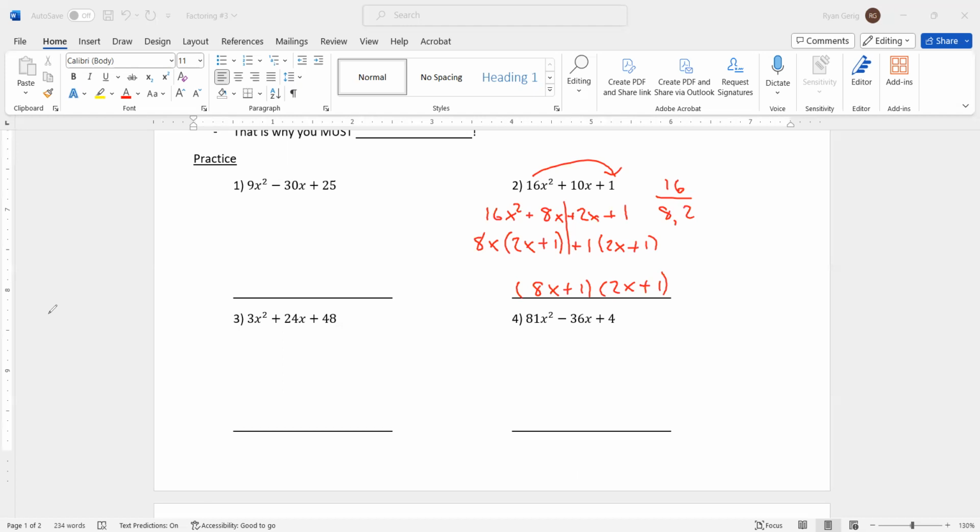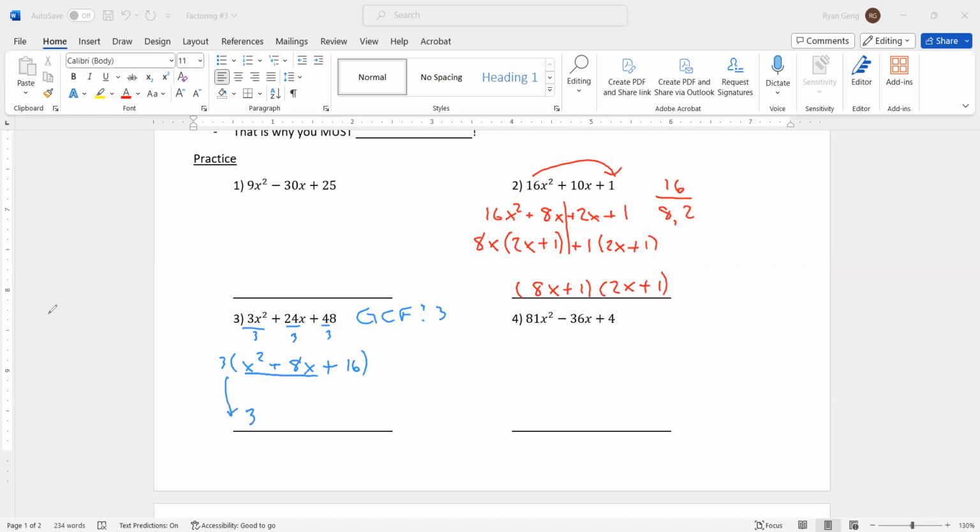Well, hopefully you see that 3 is not a perfect square. If I take the square root of 3, it's not going to give me a good number. So what do I do? Well, I go the old school way, what I did last lesson. First thing I'm going to do is check for a GCF. Is there one? Yes, there is. I can actually take out a 3 on each of these. So when I do that, I get x squared plus 8x plus 16. Don't forget the GCF goes down here.